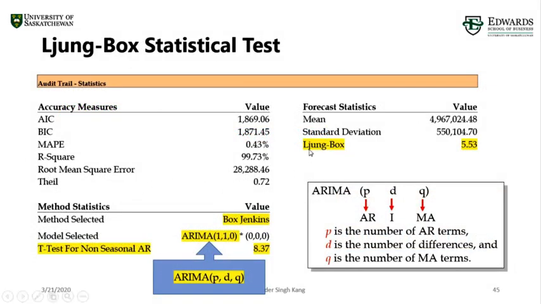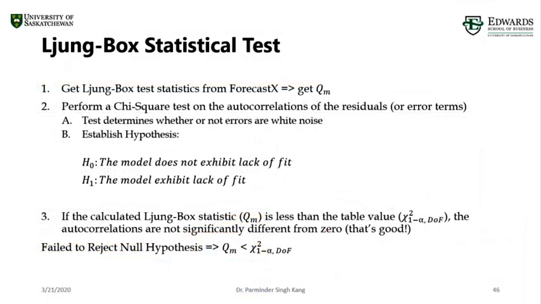The next one is the Ljung-Box statistic that we got from ForecastX. This is the Q value, which is 5.53. Again, we're going to use a standard procedure to validate our results. Our standard procedure starts with getting the Ljung-Box test statistic results from ForecastX. We already have that.